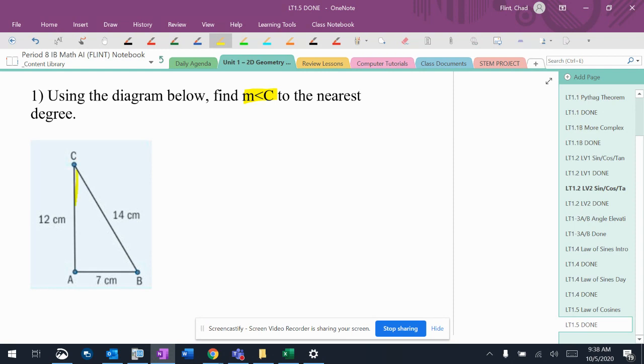I want angle C. So in order to do law of cosines, if that's the angle I want, I've got another side across from it, which I do. All right, so I know the side across from it. And then the other part of the setup is I should know the sides surrounding that angle in order to be able to set this up. All right, so that's what I know.